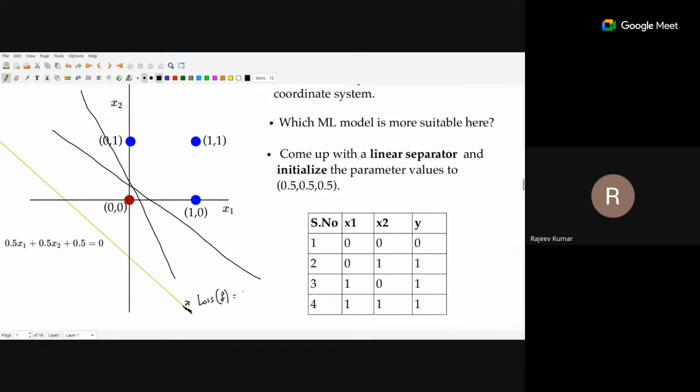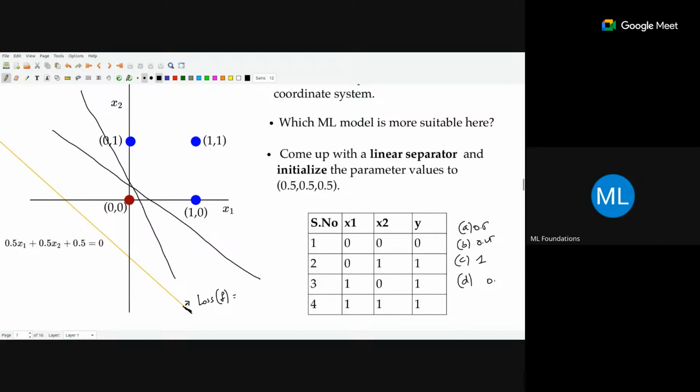0.5. Yeah. Okay, maybe option A 0.5, B 0.25, C 1, D 0. 0.25.